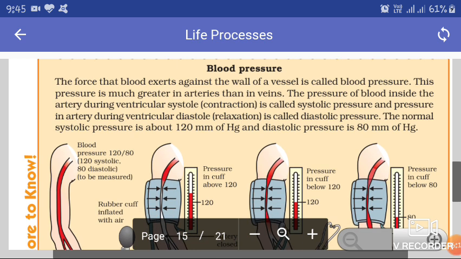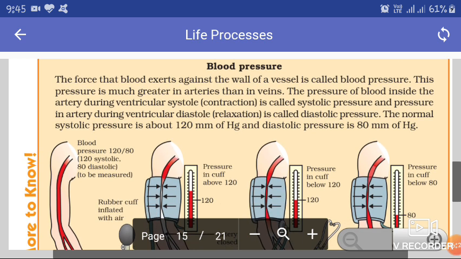Blood pressure. The force that blood exerts against the wall of a vessel is called blood pressure. This pressure is much greater in arteries than in veins. The pressure of blood inside the artery during ventricular systole, or contraction, is called systolic pressure, and the pressure in the artery during ventricular diastole, or relaxation, is called diastolic pressure. The normal systolic pressure is about 120 mm of Hg, and diastolic pressure is 80 mm of Hg.